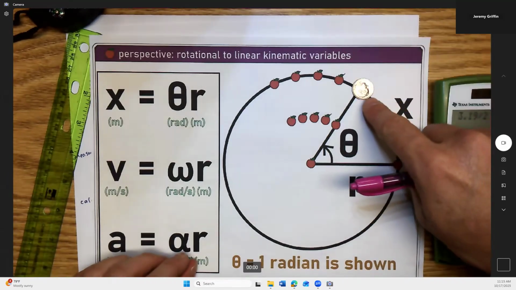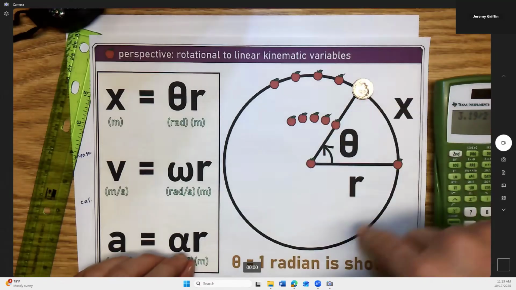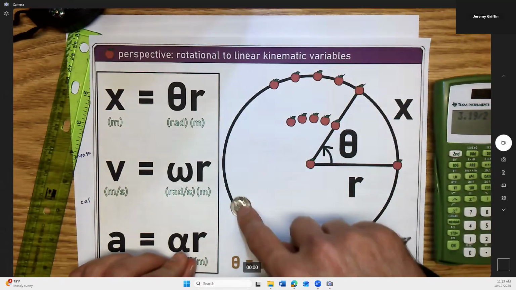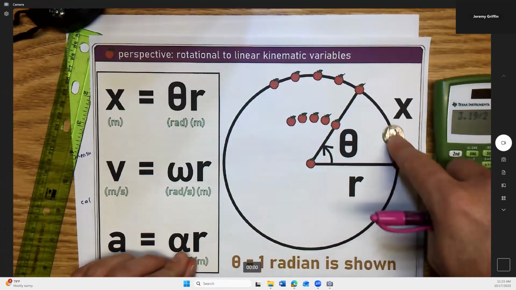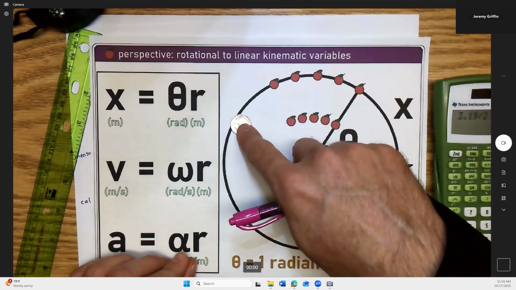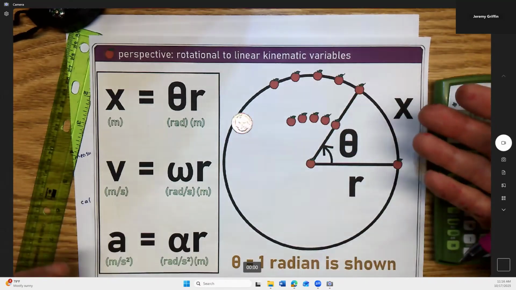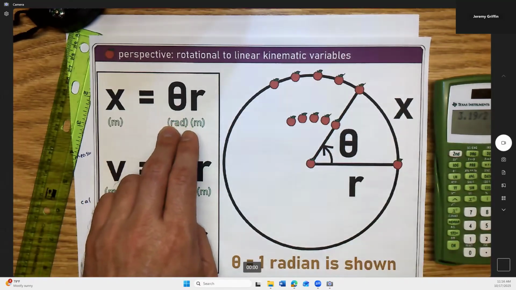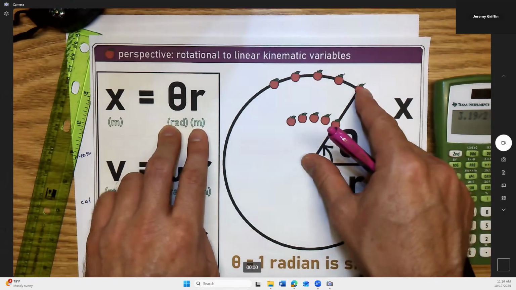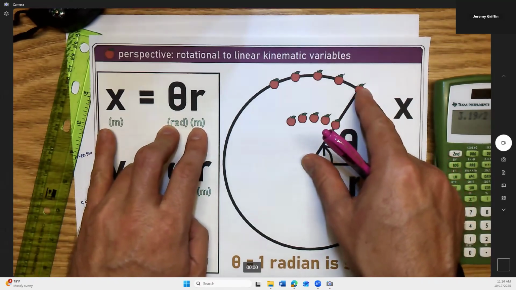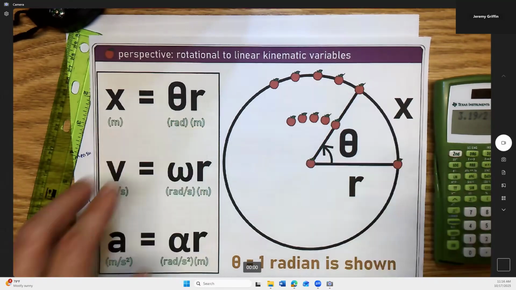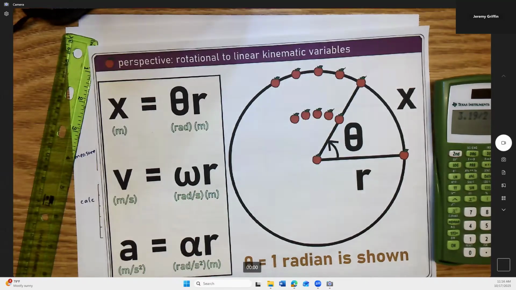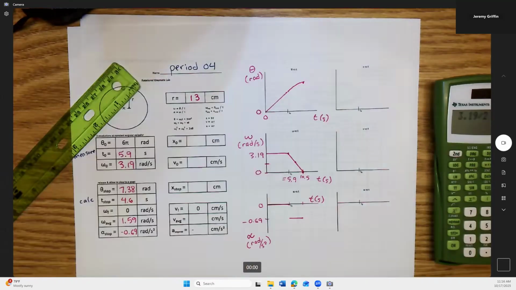Imagine this was a car driving around a big circular racetrack, and the odometer is adding up. What circumference distance has it gone, like a distance in meters? All you do is take the angular displacement in radians, multiplied by your distance from the center, and that tells you how far you've gone, like the odometer reading on the car. You do the same thing for velocity and the same thing for acceleration. Okay, so let's try that.